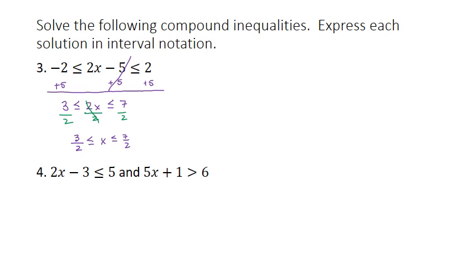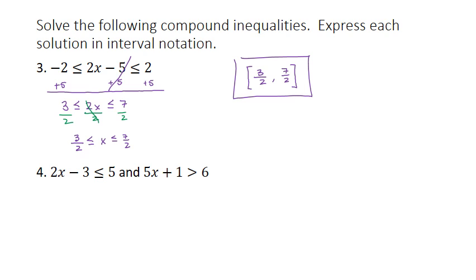And if you look at the instructions, they're only asking for the interval notation. The good thing about compound inequalities is that you can easily see your upper and lower bound. The 3 halves is the lowest number, and the 7 halves is the largest number. Since they both have equal signs, we are going to put brackets on both endpoints, and that is the interval notation of your answer.